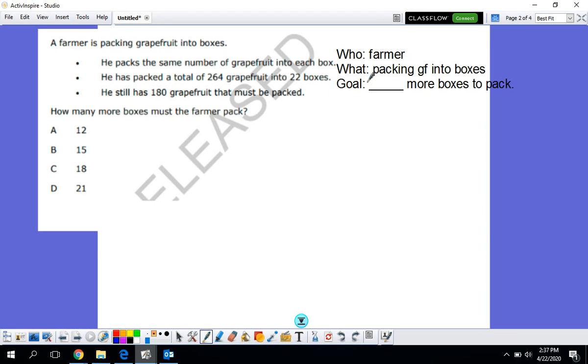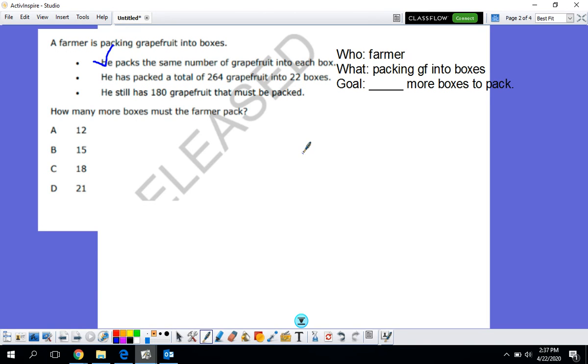So that's important. So now that I've understood, okay, I have a farmer, he's packing something into boxes, and I need to know the more boxes he needs to pack. Then I go to my important information. So I'm going to go ahead and check this part off because I have already worked with that bullet. He's packed the same number in each box. I kind of put that in my what. The next part is he's packed a total of 264 grapefruit into 22 boxes. So that lets me know he's already packed some.